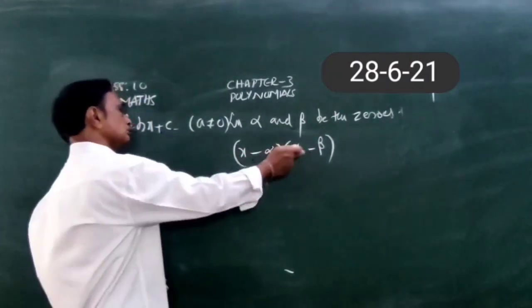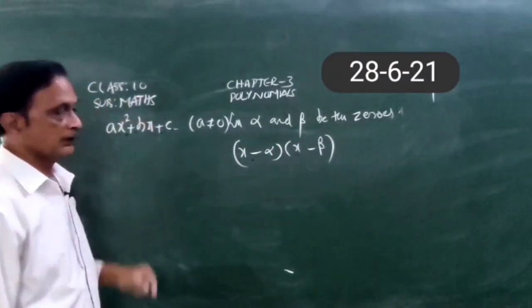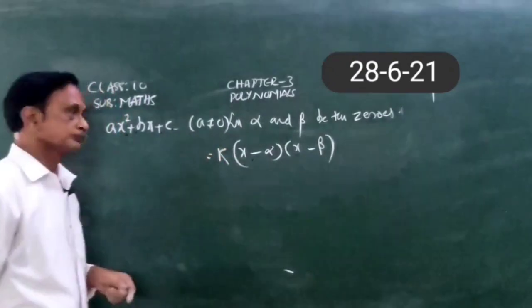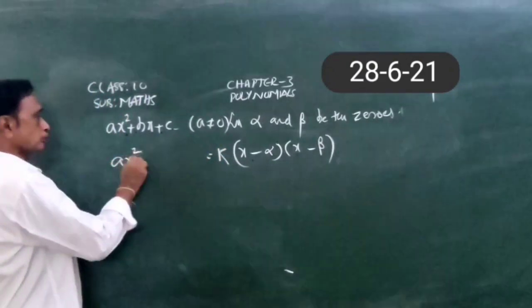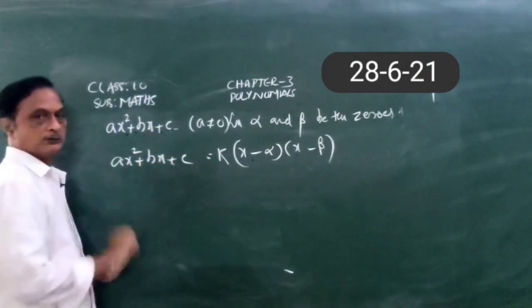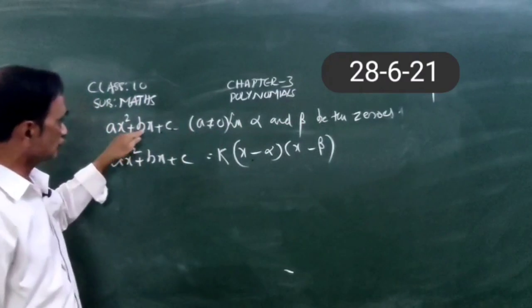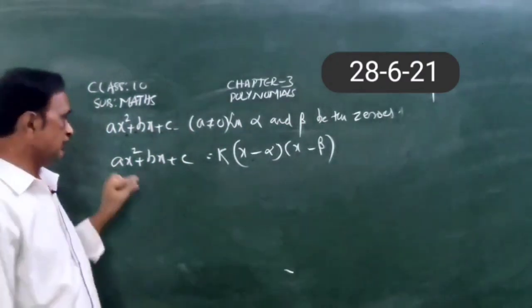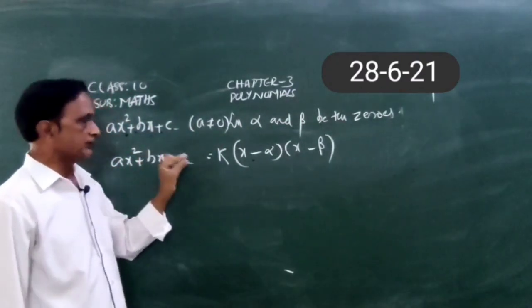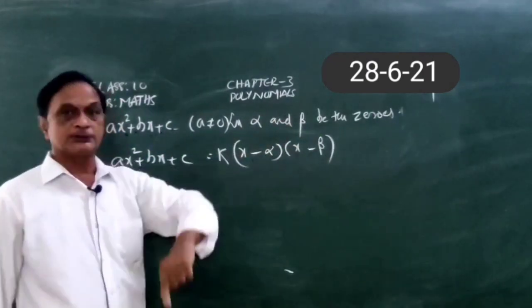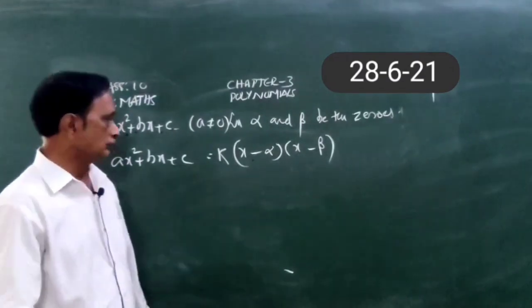But in addition to those two factors, this quadratic polynomial has one more factor. That is the constant factor k. So ax squared plus bx plus c. If alpha and beta are the zeros of a quadratic polynomial ax squared plus bx plus c, then ax squared plus bx plus c can be written in the form of k into x minus alpha into x minus beta.